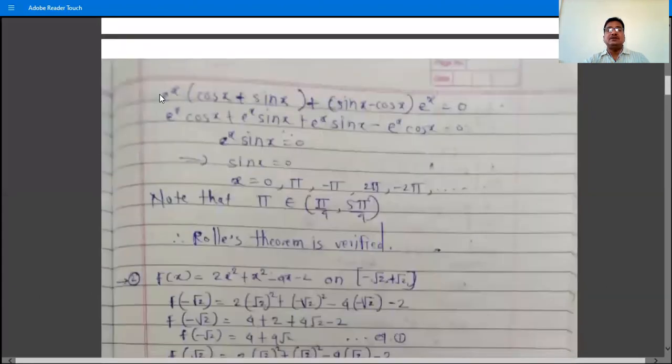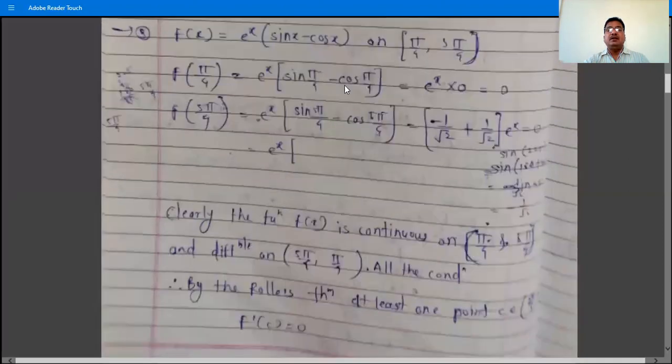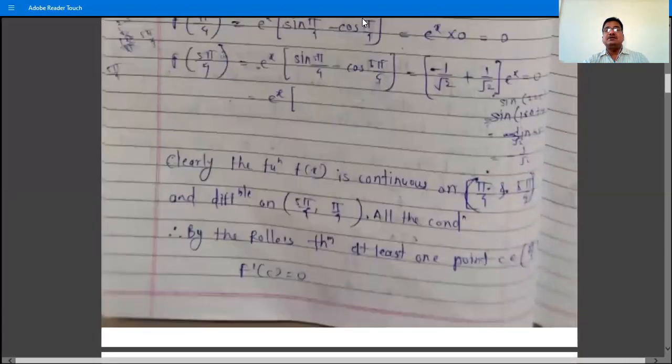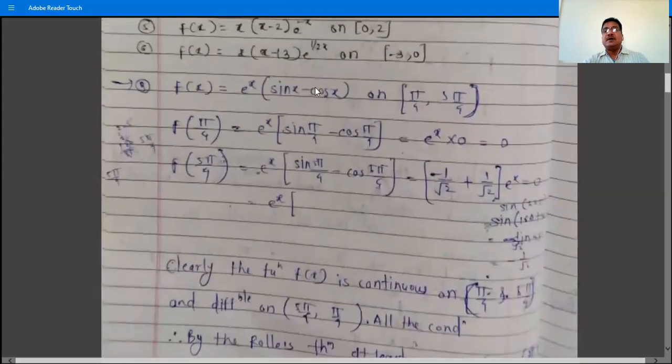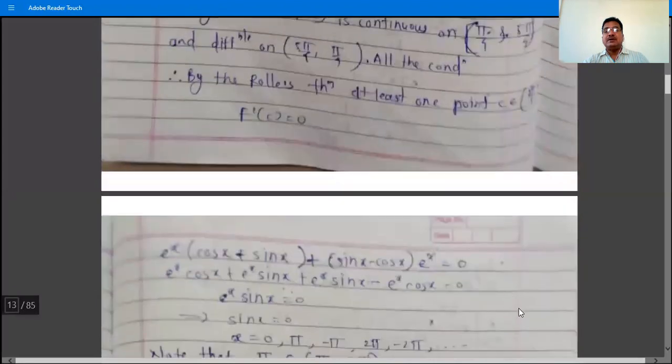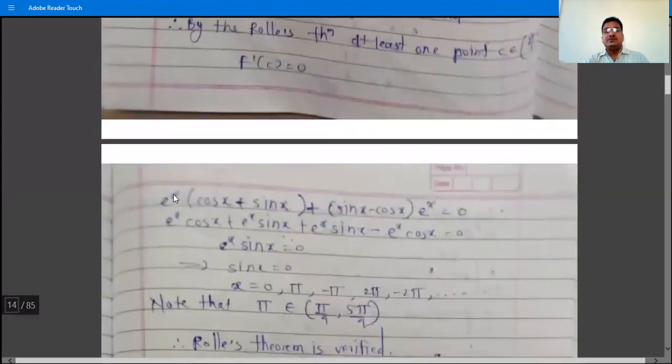So f dash x is this: e raised to x into the derivative of (sin x minus cos x) in brackets. The derivative of sin x is cos x, and the derivative of cos x is minus sin x. So minus minus becomes plus sin x, plus the second quantity, (sin x minus cos x) into the derivative of e raised to x, which is e raised to x, is equal to 0. Substitute x as c now, or directly solve this.